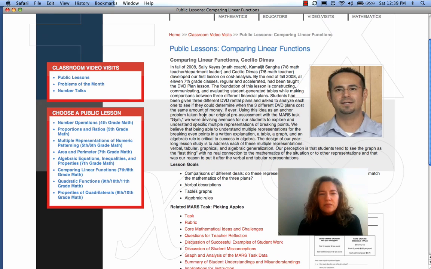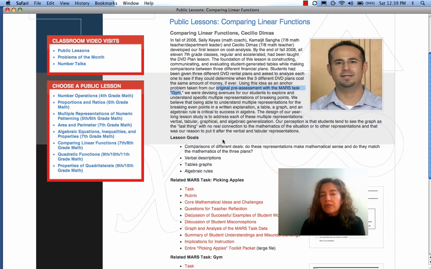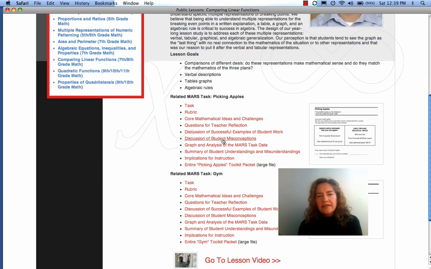So this was done with an original pre-assessment task with the Mars task Gym. It's also drawn from one called Picking Apples. And interestingly, I want to reinforce that these tasks were originally developed for different grade levels, but he's drawing them together for the developmental age and mathematical advancement of his students in 7th and 8th grade.